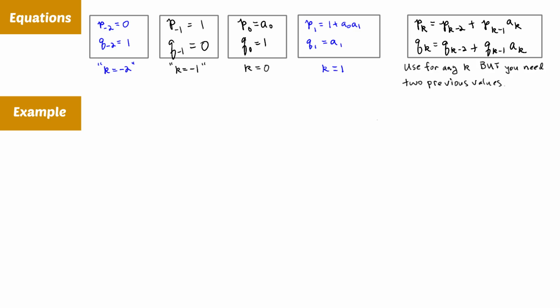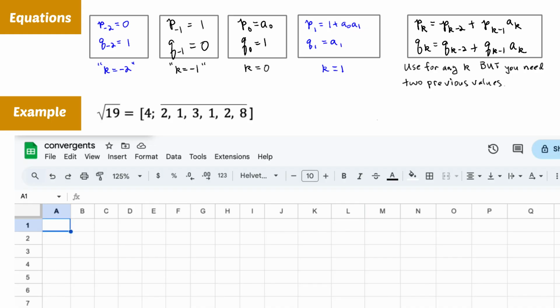For our example, we'll calculate convergents for the square root of 19. It equals, as a simple continued fraction, 4, 2, 1, 3, 1, 2, 8, with all but the 4 repeating. Here's a blank spreadsheet. I'm using Google Sheets, but what we're going to do will work also in others such as Excel. We'll have rows for K, A, P, and Q.